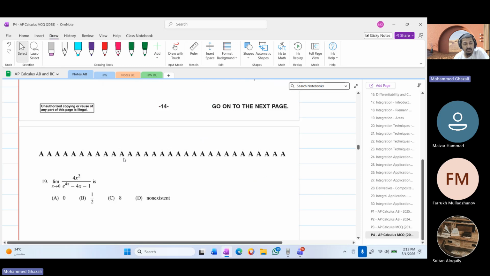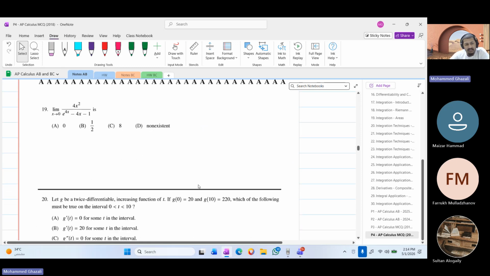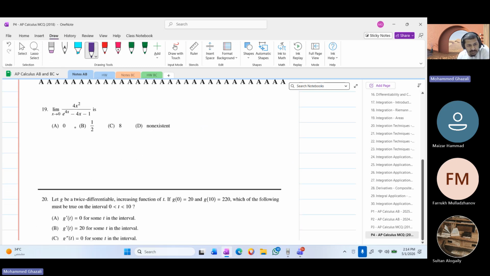Okay, let's move on. Right, so let's see. Limit as x approaches 0. I like this because it's a mixture of polynomial and e function. See, if you're getting 0 over 0, then you can use L'Hopital's rule.